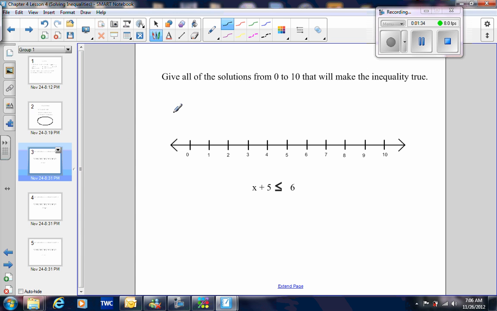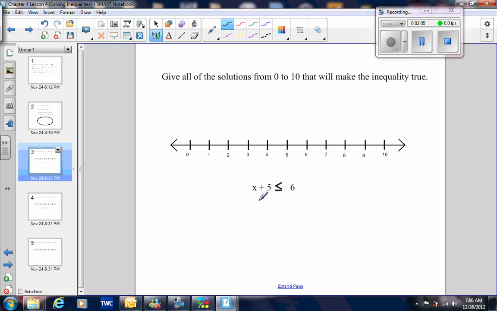All right, so give all of the solutions from 0 to 10 that will make this inequality true. So as you look at this inequality down here, we have x plus 5, and this side is less than this side. They are not equal completely. This little bottom thing says that they could be equal. So we will have one solution here that will make them equal, but all the rest of them will make this side smaller or this side less than this side.